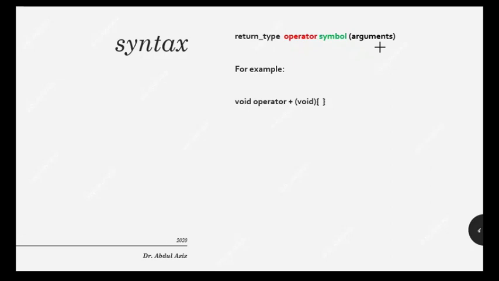For example, I am going to overload the plus operator, so I write operator, that's the keyword, and then the symbol plus. This particular overloading signature will not return any value, neither will it accept any values. So this is basically the syntax through which we can define an operator when we use operator overloading.